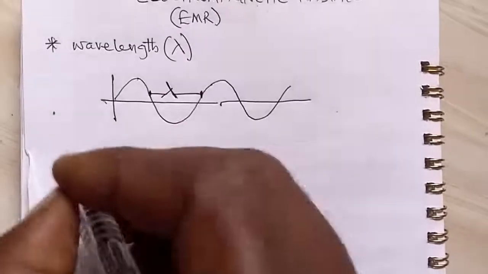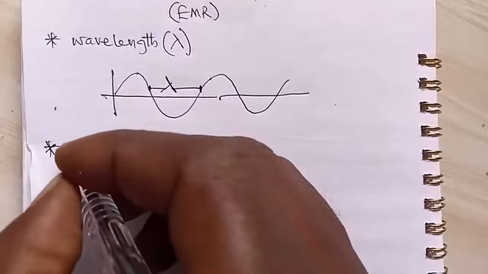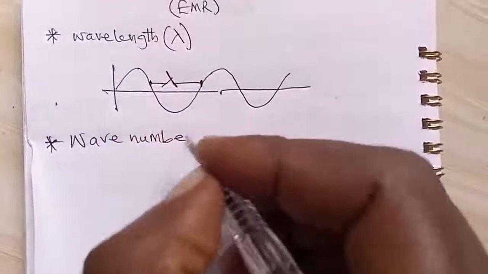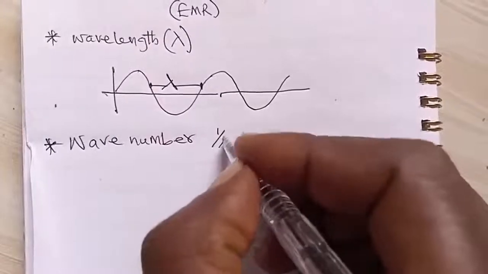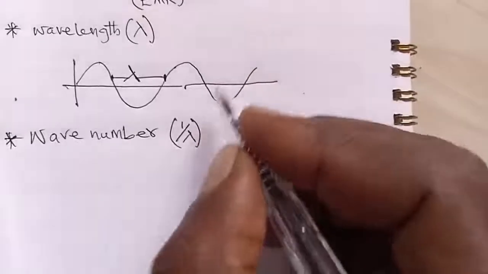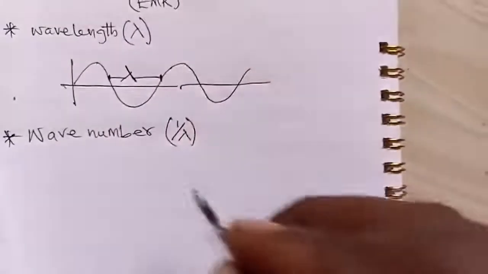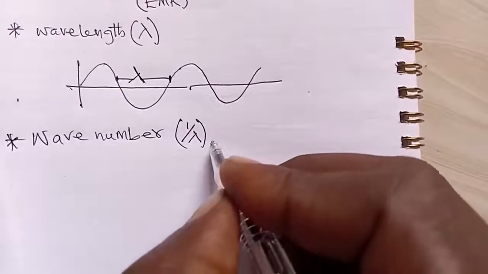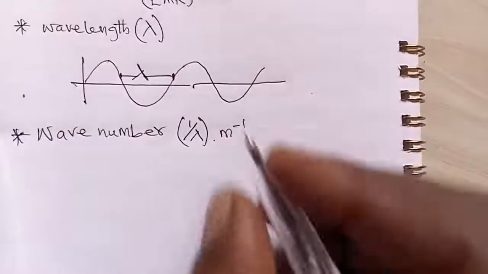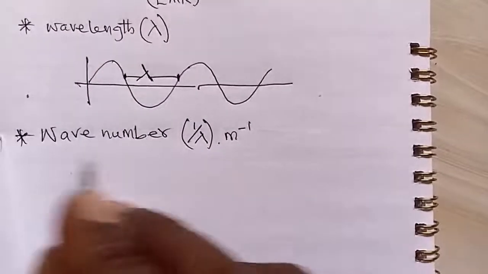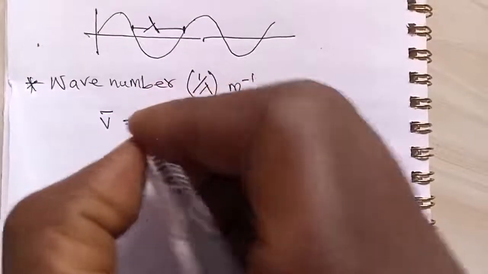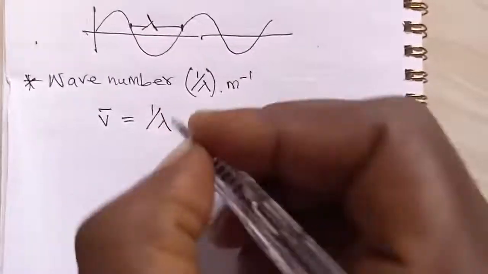The next one is different from wavelength: wave number. Wave number actually is the reciprocal of wavelength, so we use 1 over lambda for it. The SI unit for wavelength is meters, and that means the SI unit for wave number is per meter, because of 1 over, so per meter. So we can just define this as the reciprocal of wavelength, equal to 1 over wavelength.